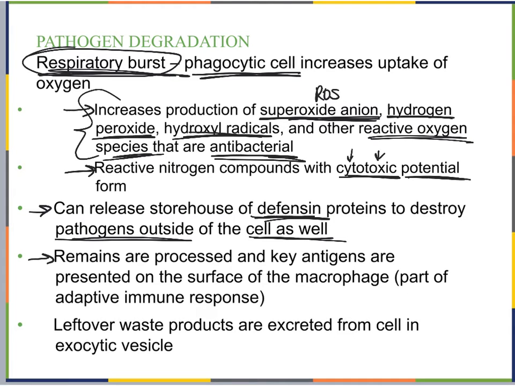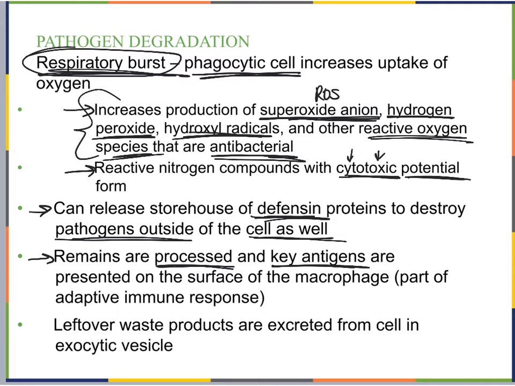So then the remains of the pathogen, so remember we grabbed onto the pathogen, we brought it into a phagosome, merged it with a lysosome, and now we have a phagolysosome. We're breaking these things down with these reactive oxygen species. Then the remains of that pathogen are going to be processed within that phagocytic cell, and then we're going to take key antigens and present them on the surface of the macrophage. So we're going to take parts of this bacteria. The macrophage has gone in, destroyed this bacterial pathogen, broken it down into its pieces. Then it's going to take its pieces, specific antigens, and present them on the surface.